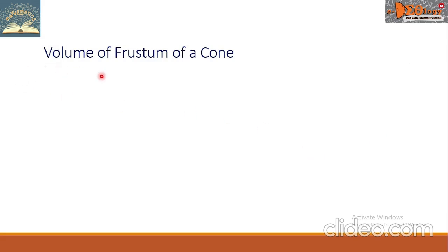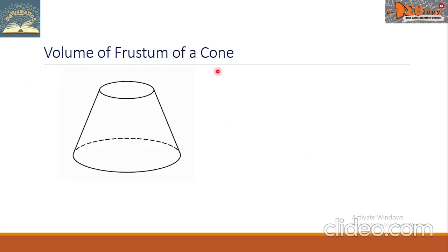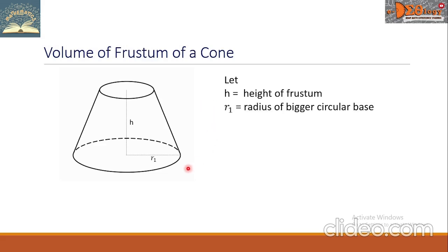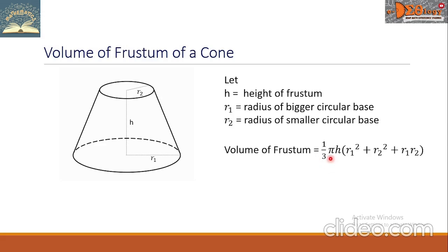Now let's go to volume of frustum of a cone. We have a frustum here. Given h as the height, r sub 1 is the radius of bigger circular base. r sub 2 is the radius of smaller circular base. For the volume of frustum, the formula is 1/3 times pi times height times the quantity, the square of r sub 1, plus the square of r sub 2, plus the product r sub 1 times r sub 2.